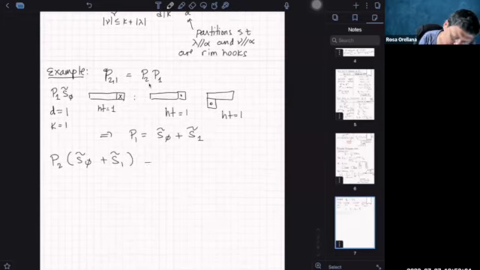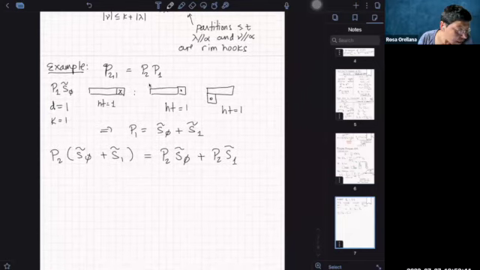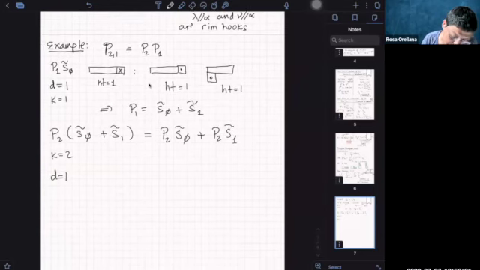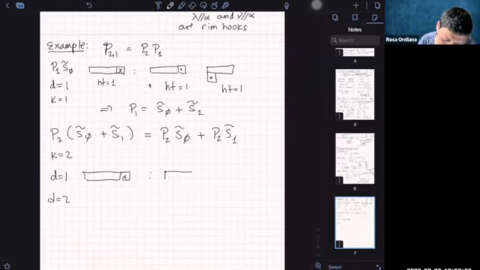So now this is equal to P2 S tilde empty plus P2 S tilde 1. And if you do that, now K is equal to 2, so you have two cases. You have D equal to 1 and D equal to 2. Those are the possible divisors. So here you have this, and you remove a box like that, of D equal to 1. And then you do the same process as we did before. You can add it here, or you can add it here, okay?